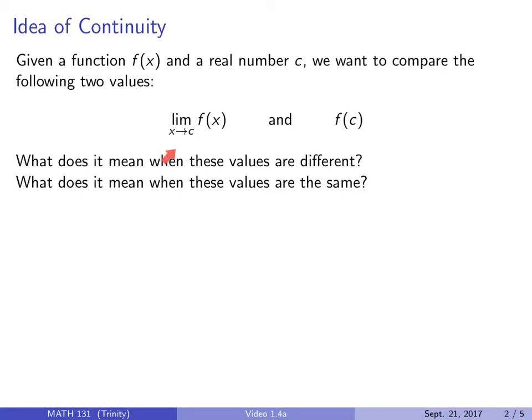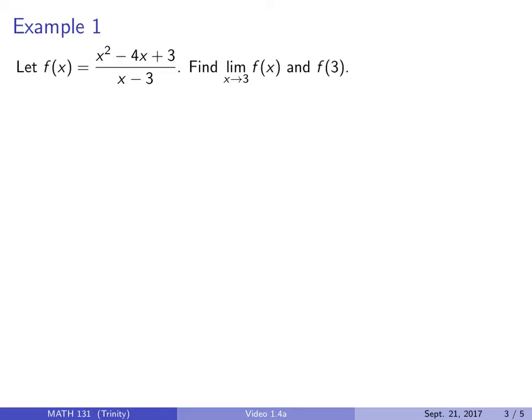We've seen that when we calculate the limit as x approaches c of f of x, we don't pay attention to what happens exactly at x equals c, but to calculate f of c, we just plug in x equals c into the function. And so the idea of continuity is when we're going to compare these two values, and we want to know what happens when these values are different or what happens when these values are the same. Let's walk through a couple of examples to motivate our definition of continuity.